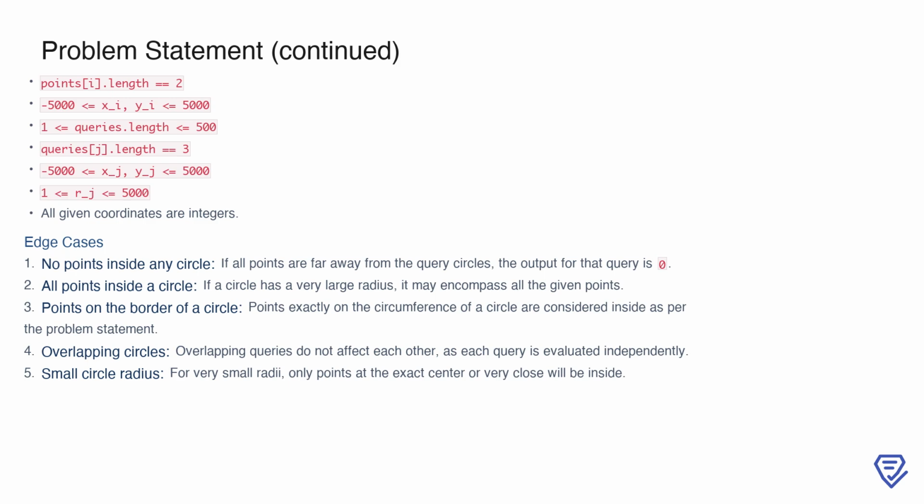The number of points and queries can go up to 500, and all coordinates and radii are integers. The values for x_i, y_i, x_j, and y_j can range from -5,000 to 5,000, while the radius r_j will be between 1 and 5,000. Edge cases include scenarios where no points fall inside a circle, resulting in a count of 0, or where a circle's radius is so large that all points are enclosed. Additionally, points lying exactly on the circle's circumference are considered inside, which is important to account for.